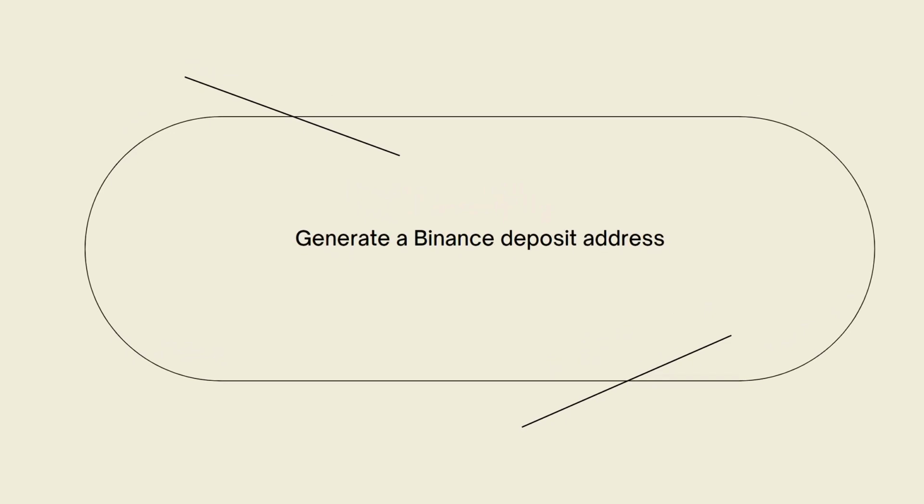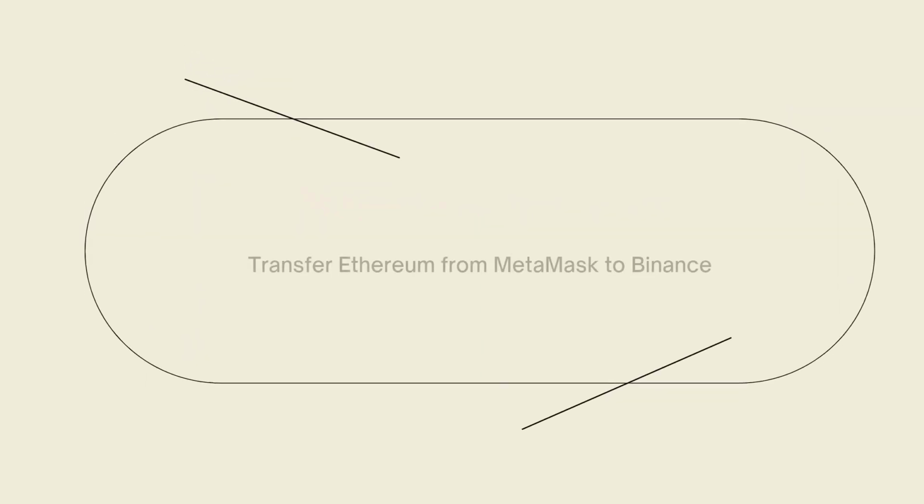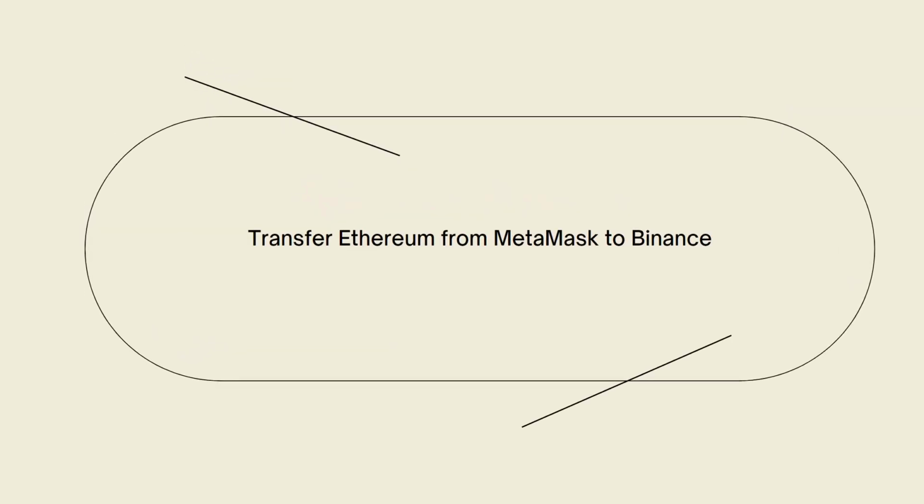Generate a Binance deposit address. Click on Deposit next to Ethereum. Binance will generate a unique deposit address for you. Make sure you select the Ethereum network that matches the one you used for MetaMask. Okay, now transfer Ethereum from MetaMask to Binance.